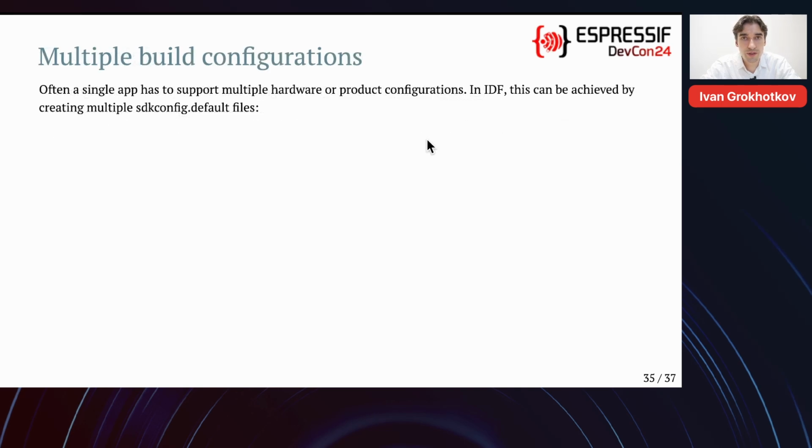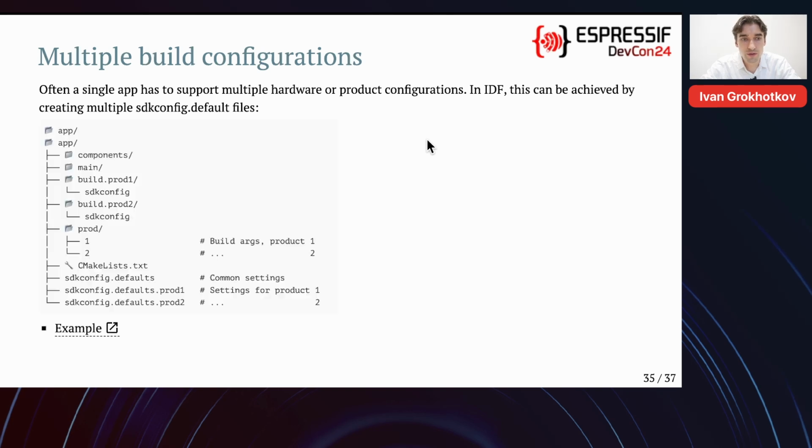Combined, these two customization options give us a way to have multiple build configurations side by side in ESP-IDF. And the way to do this is to create multiple SDK config defaults files. Now, I'm showing here an example where I have created SDK config defaults files for two different products. The differences between those products will somehow be encoded in the different settings, different Kconfig option values. Those can be either standard IDF Kconfig options or custom Kconfig options that are specific to your product that you can define in Kconfig files.